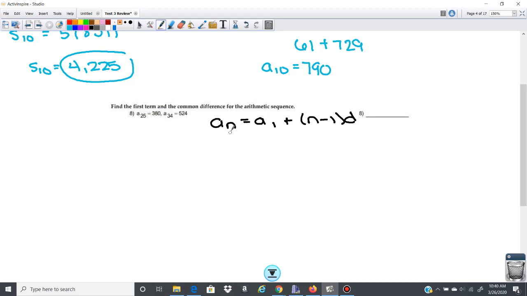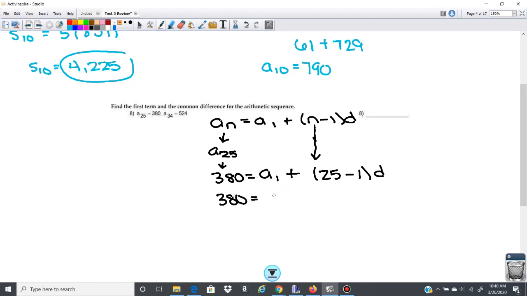Given that information, we know that the 25th term is 380. So let's set this up. a sub 25 is 380. I don't know a sub 1, I do know that it is the 25th term, and I don't know the common difference. Let me simplify this. I have 380 equals a sub 1 plus 24d. That's my first equation.